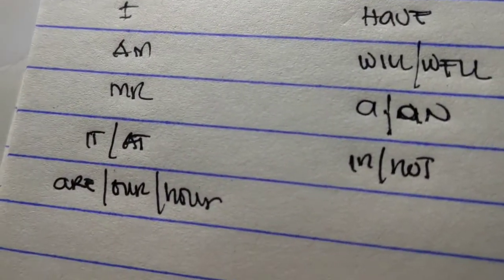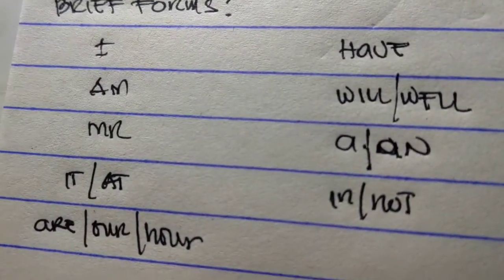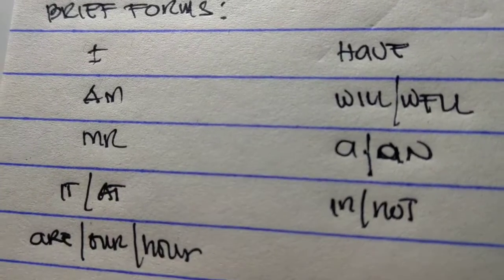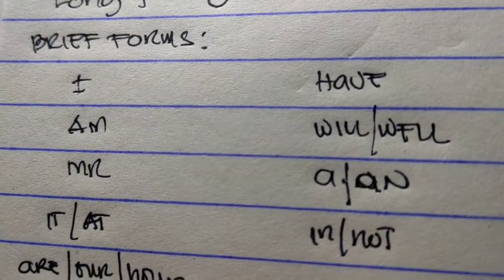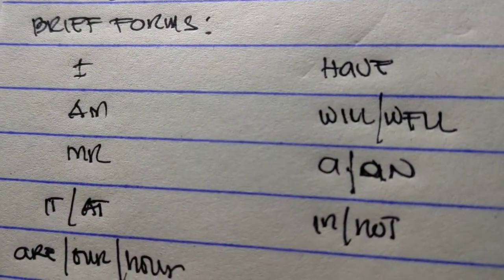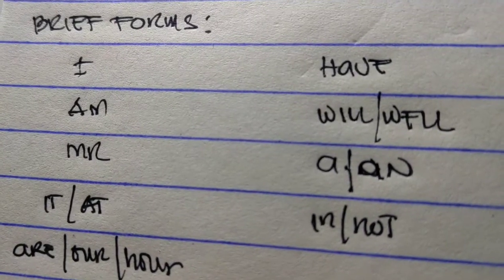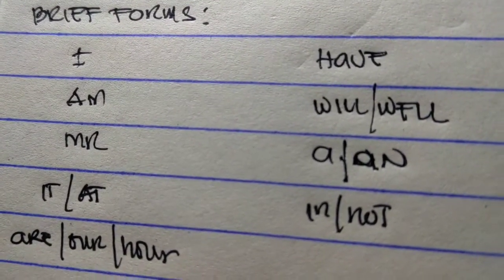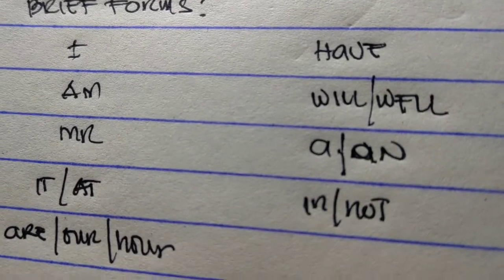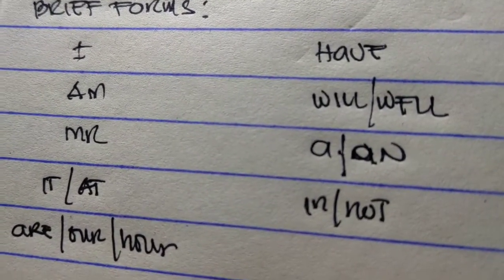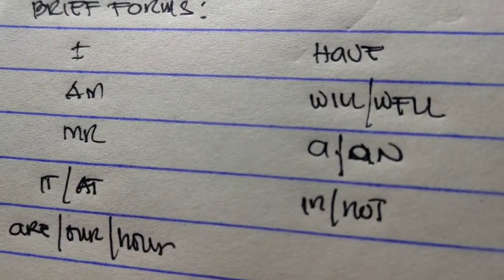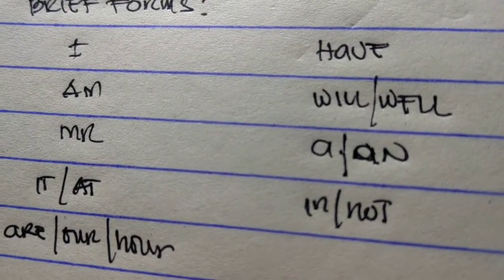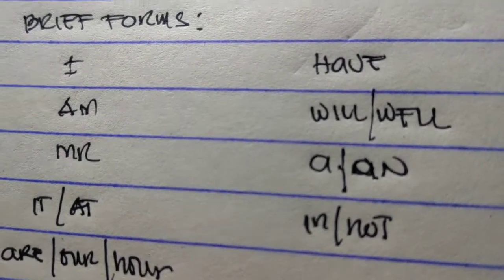Okay, next. Brief forms. We are now in brief forms. Brief forms are the repeating words in our daily communication and in writing. So we must memorize the brief forms because they are already fixed.